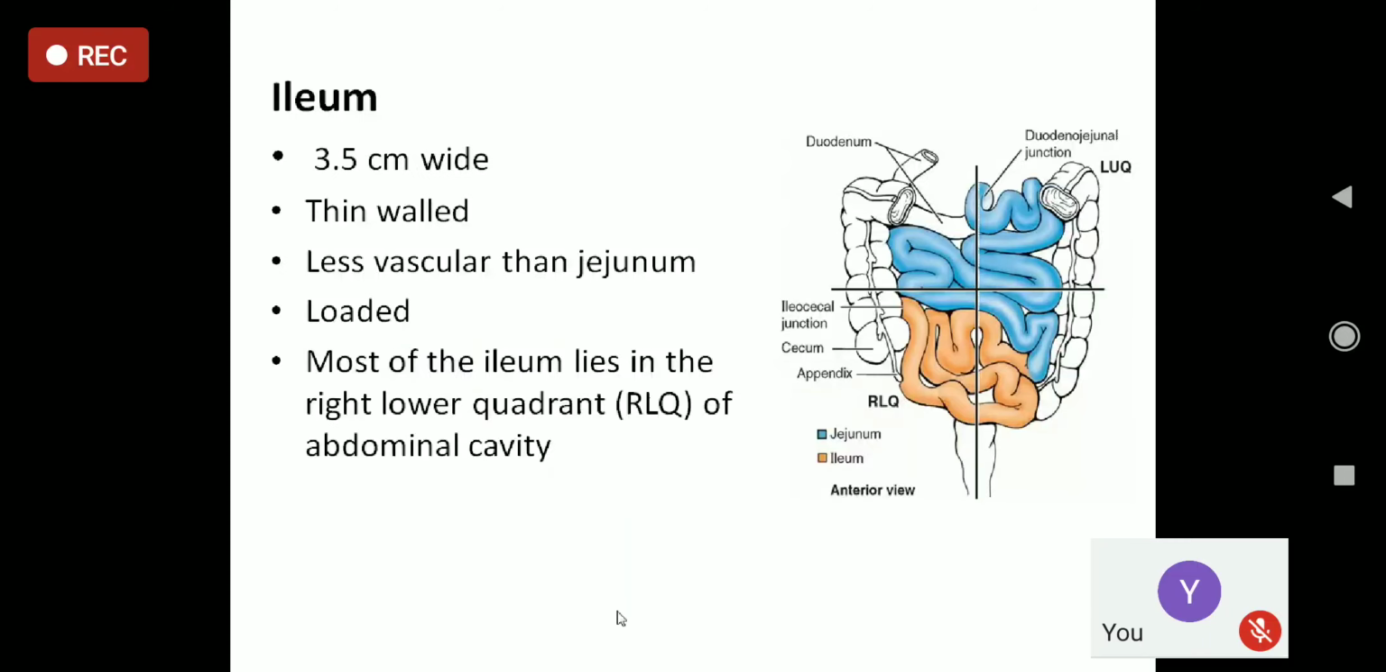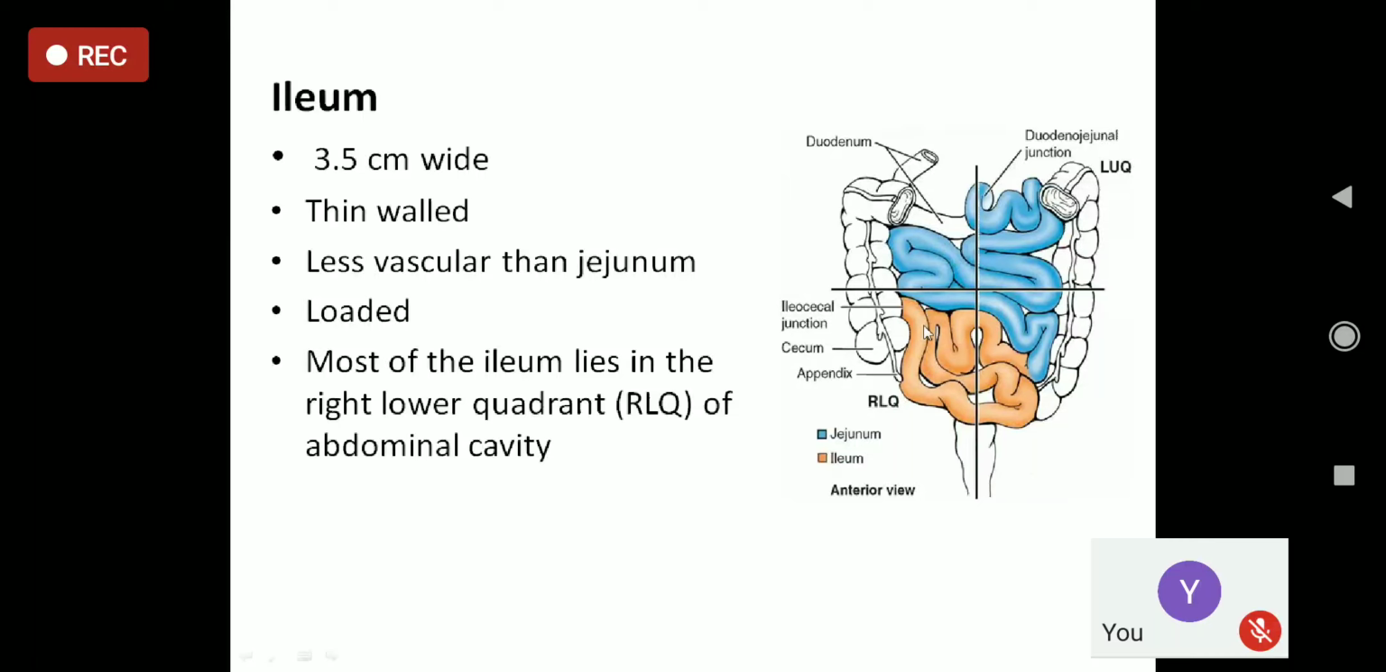Okay. Now coming to the ileum, another part of the small intestine. So this is the ileum here, okay? Orange color part. It is only 3.5 centimeter wide. So jejunum is 4 cm wide, whereas ileum is 3.5 centimeter wide. And it is thin walled. And it is less vascular than jejunum. Jejunum is more vascular, okay?